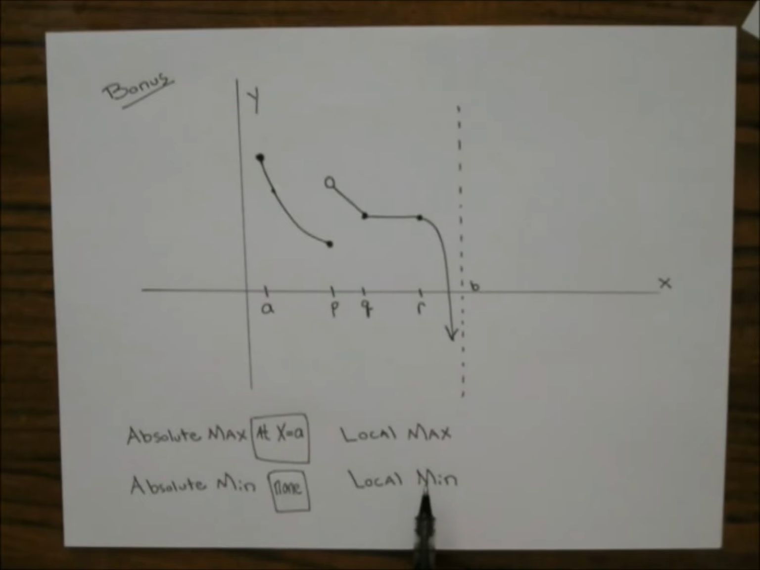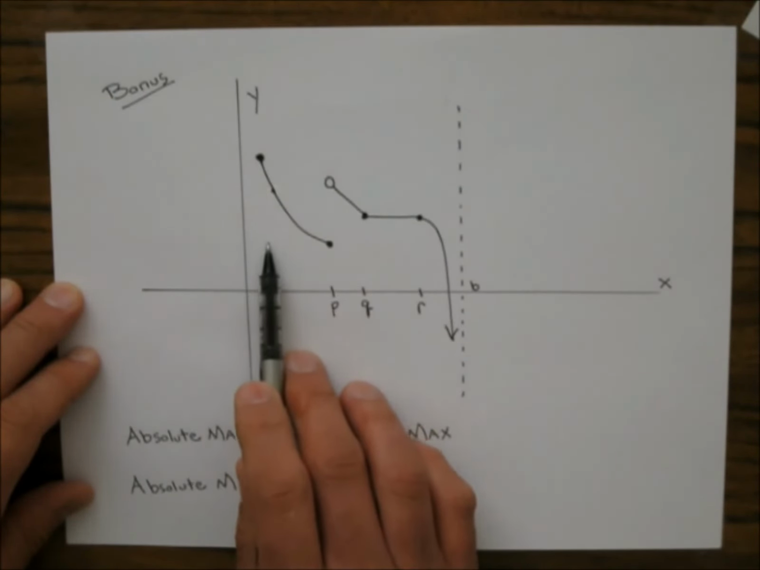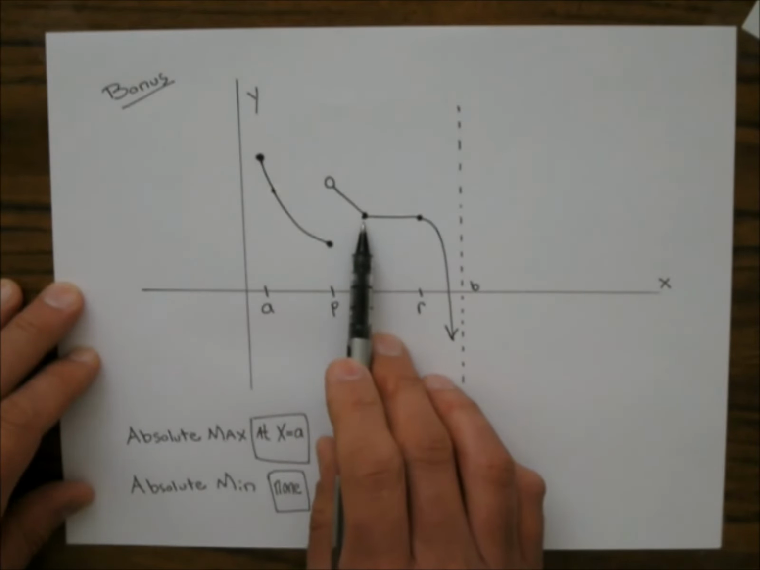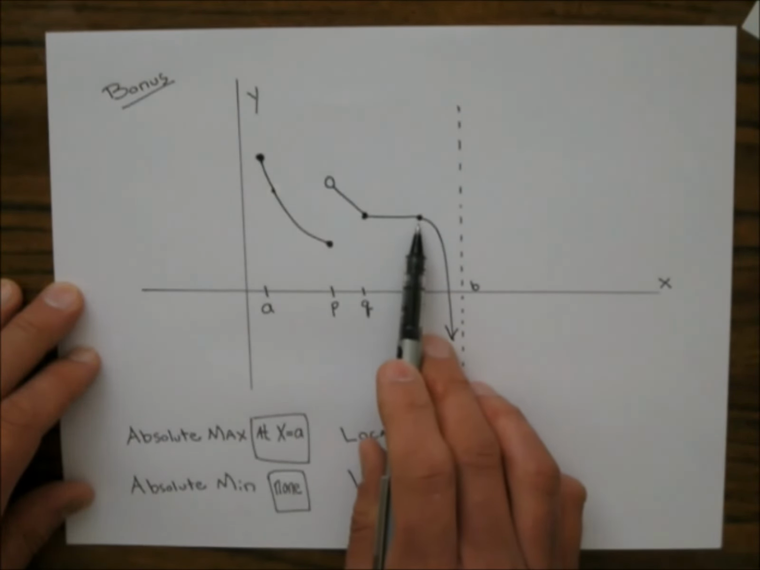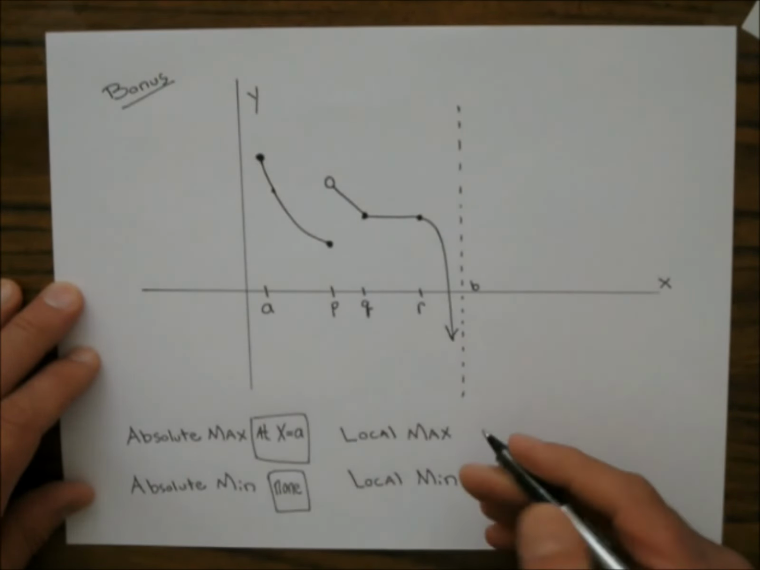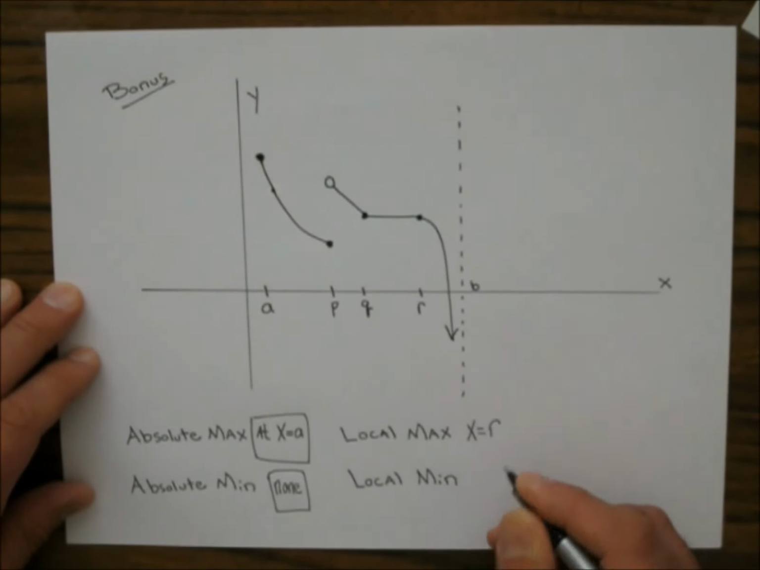The local max, let's look to see if there's any local maxes. It can't be this because local maxes cannot be endpoints. They have to be interior points. Local max, we don't have a local max. That doesn't look like a local max. Look right here. Looks like there's a local max at x equals R, because look, he's kind of at the top of that hill. X equals R.